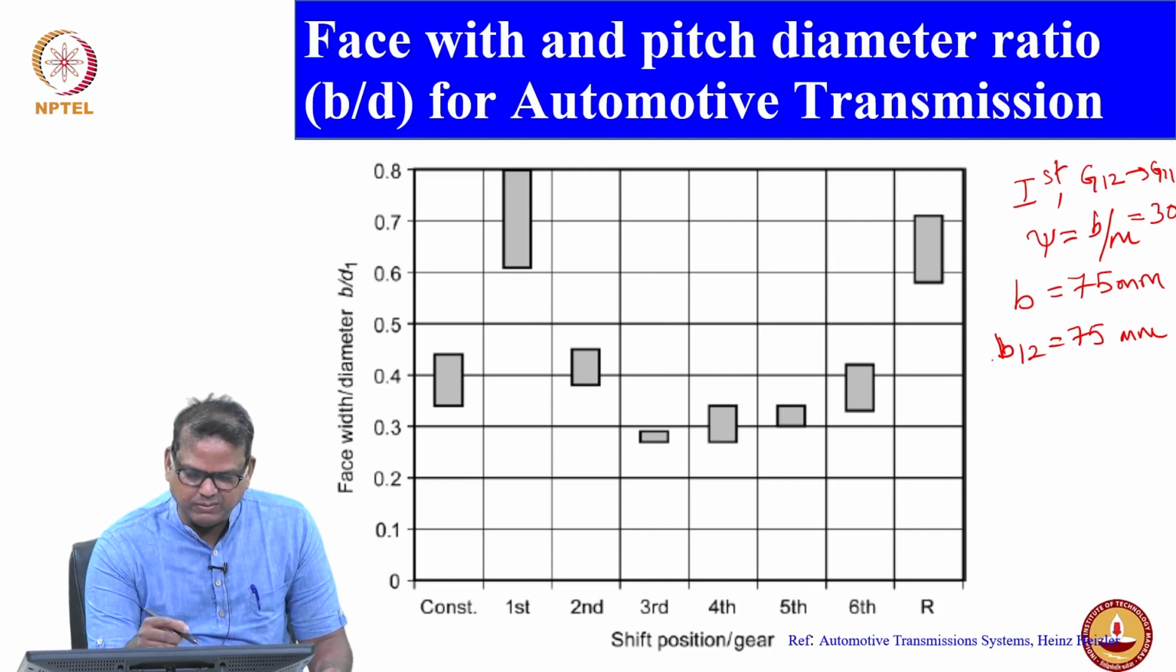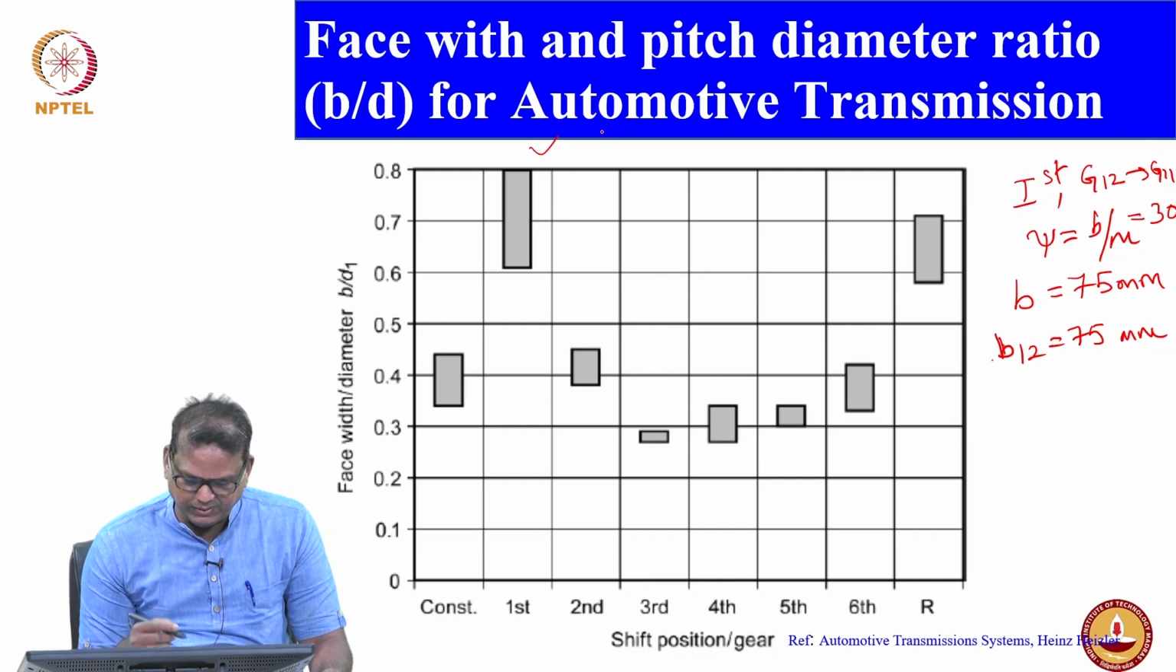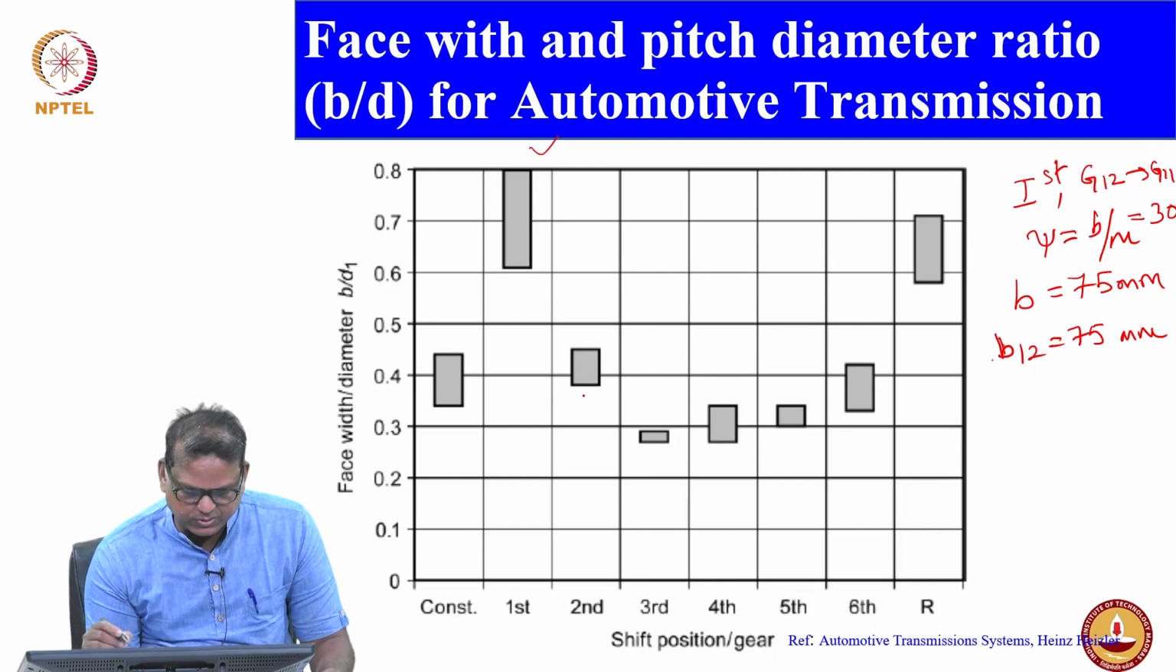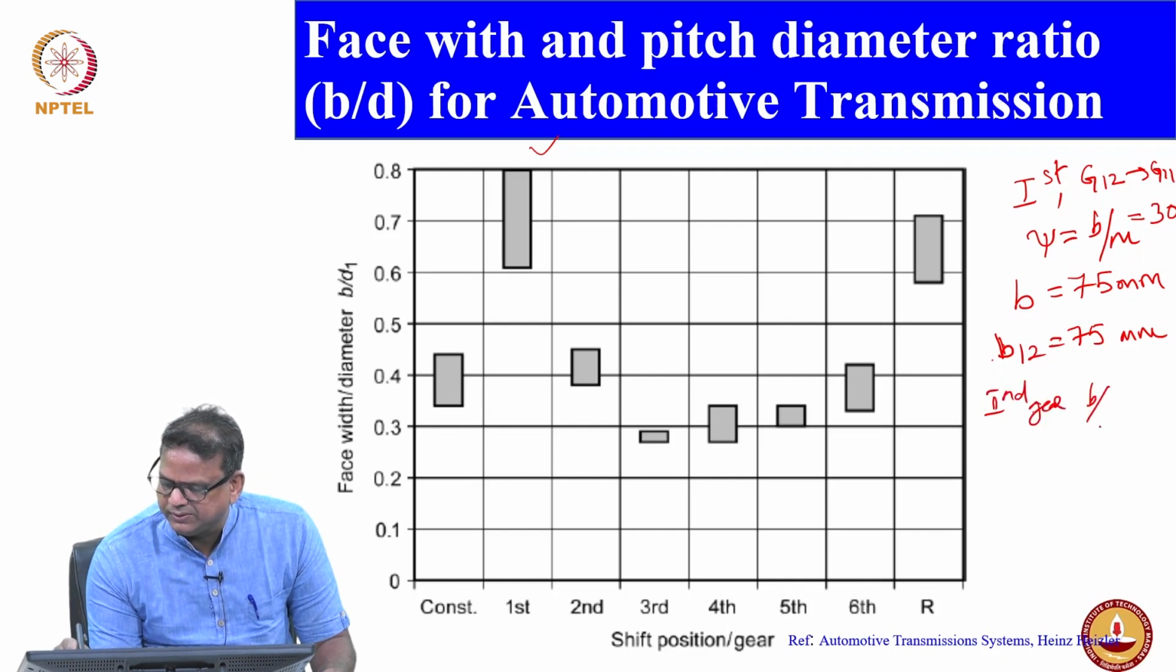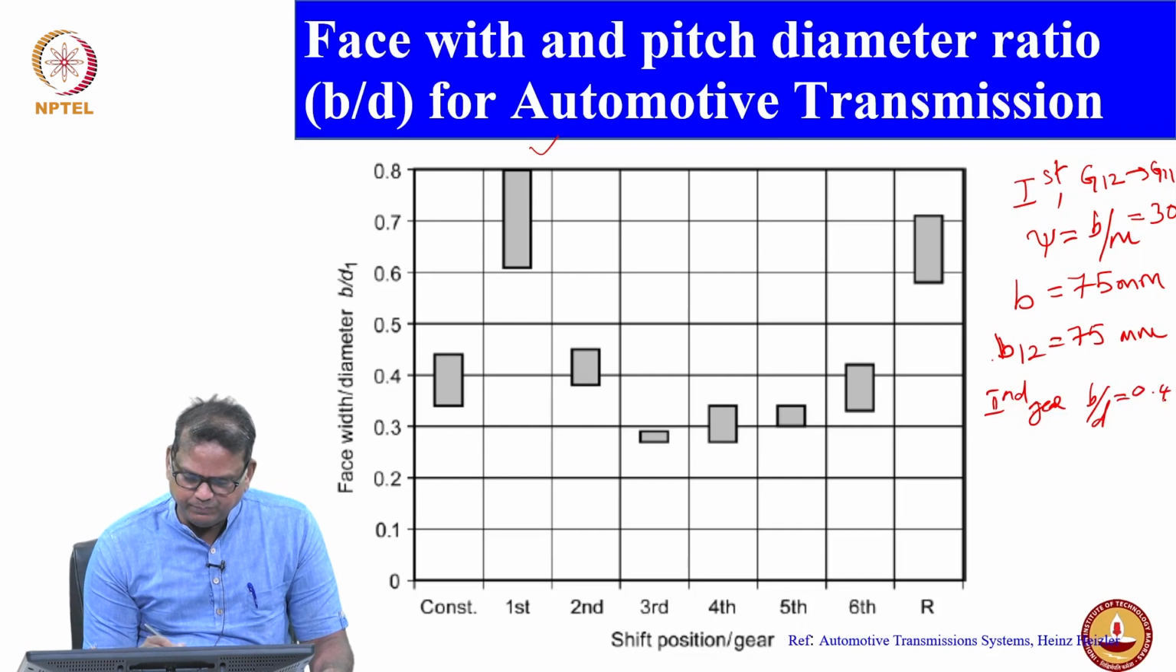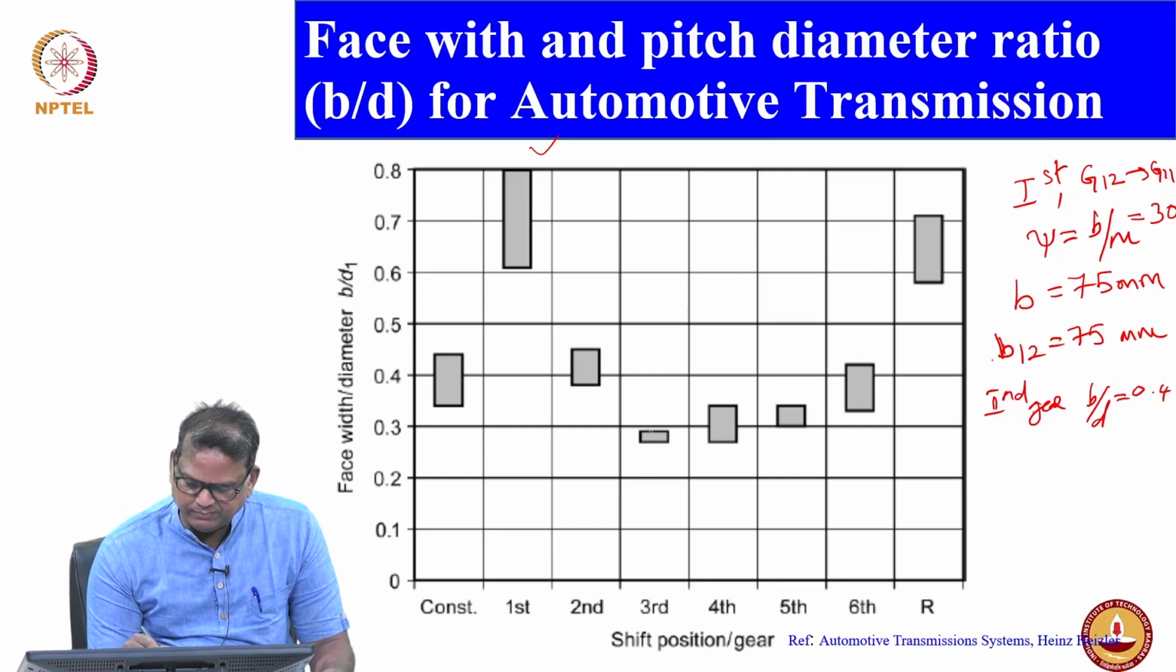The first gear we have done using the structural formula. For the second gear we can choose 0.4. This is a B by D ratio, not the B by M. This is a B by D ratio of 0.4. The remaining ones are almost the same: the third, fourth and fifth are almost in the range of 0.3.